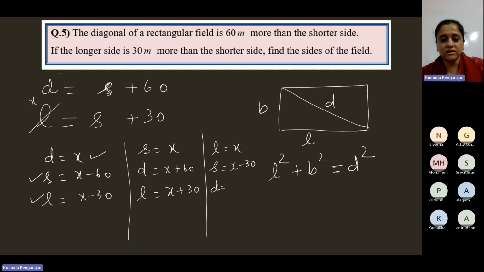Then what's the diagonal? Diagonal, it's s plus 60. What is s? X minus 30. So x minus 30 plus 60. So x plus 30.